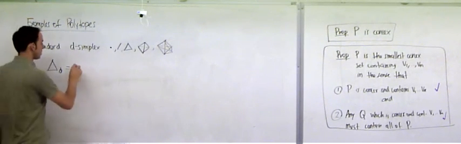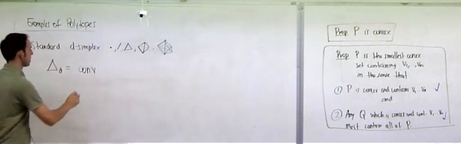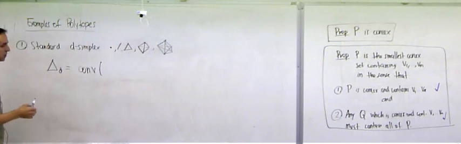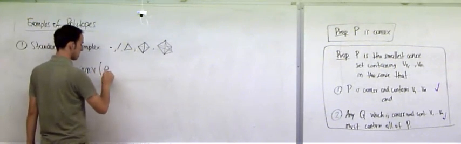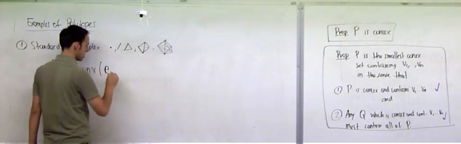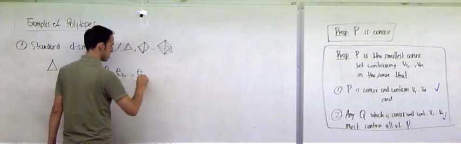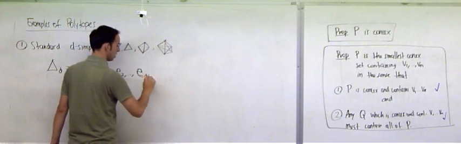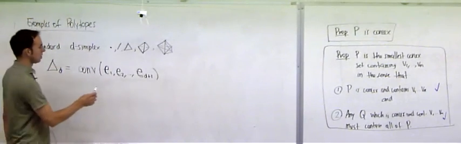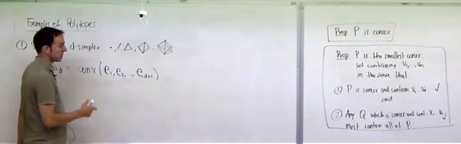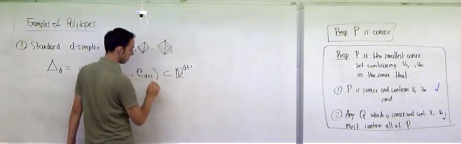What's the actual definition? Well, I just need to tell you what the vertices are, okay? And the vertices are just going to be the unit vectors e1, e2, up to e sub d plus 1. Okay? And so these are the unit vectors in R to the d plus 1.